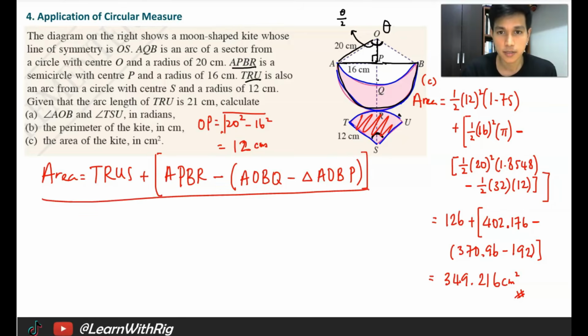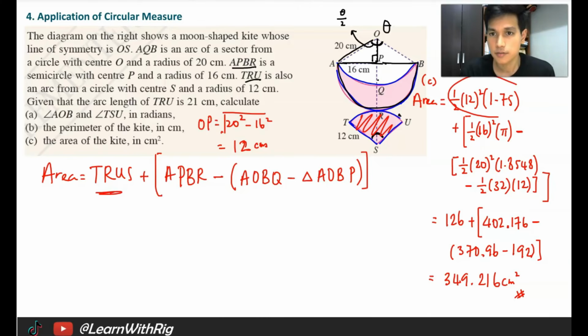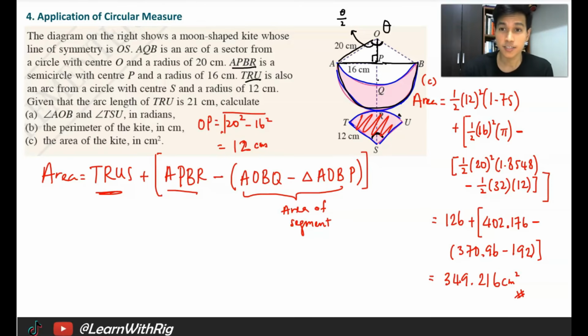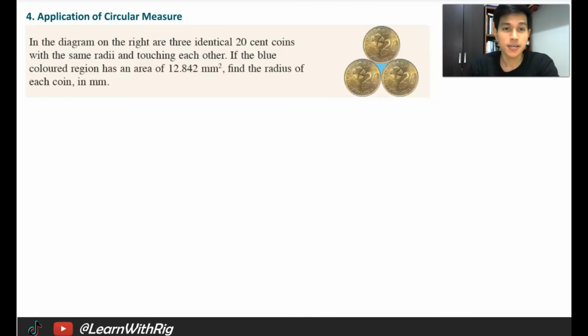So basically this is what I'm doing here, okay. So the TRUS, this sector is this one, and then I plus APBR, which is the semicircle, so this is APBR, minus this one is to find the area of segment, which is what I did here, this part. Okay, so I hope you find this more able to understand, okay. So I hope I didn't confuse you guys. Alright, let's see the next question. We have 2 more questions and we're done with the chapter.